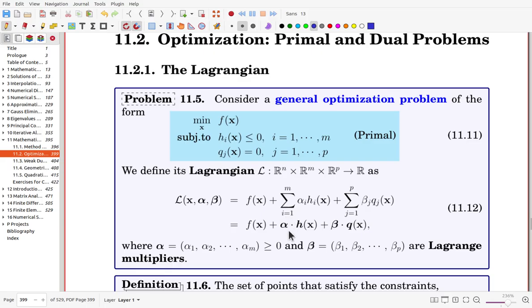In vector notation, we can write it this way: this portion is alpha dot h, and this portion is beta dot q, where alpha is a vector of length m, and beta is a vector of length p. These are called the Lagrange multipliers. Okay, this is the Lagrangian.